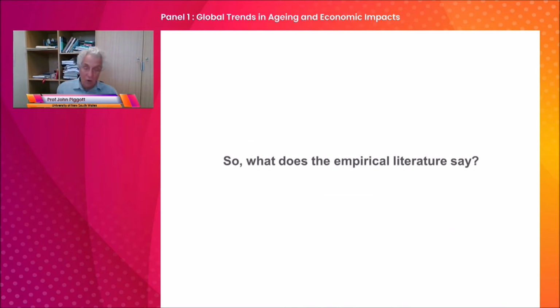So what does the empirical literature say? The way we tried to tackle this was to think, first of all, of the individual, and then of teams or firms, groups of individuals that were put together to produce a given output, and finally, an economy-wide aggregate. Next slide, please.